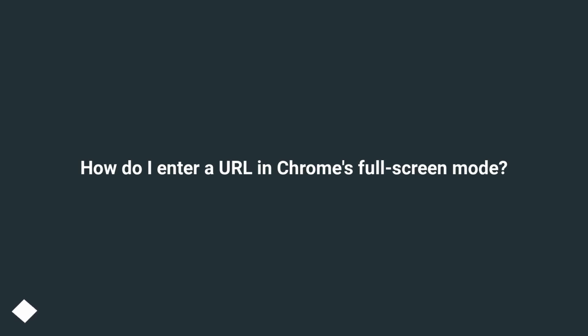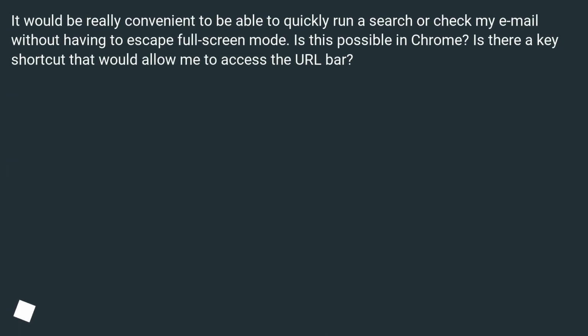How do I enter a URL in Chrome's full screen mode? It would be really convenient to be able to quickly run a search or check my email without having to escape full screen mode. Is this possible in Chrome? Is there a key shortcut that would allow me to access the URL bar?